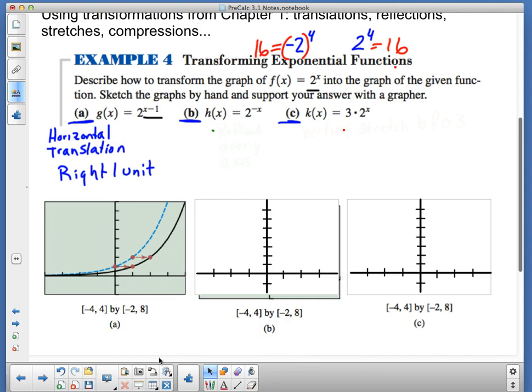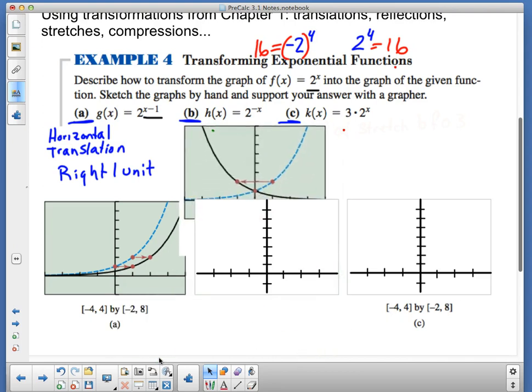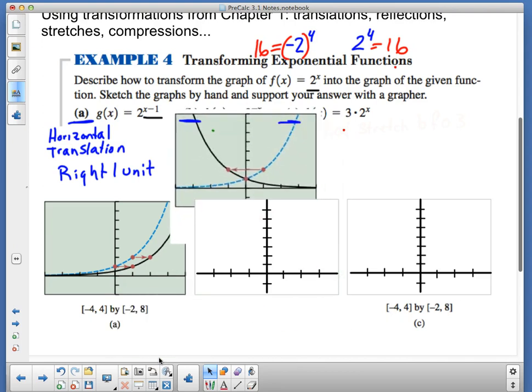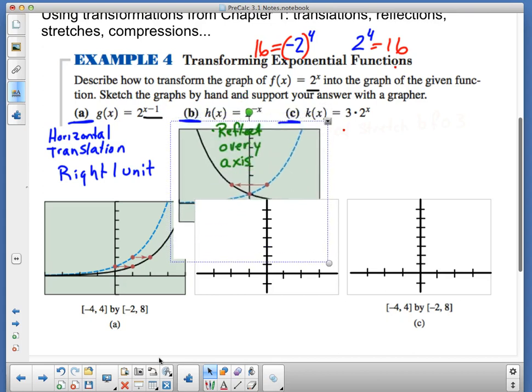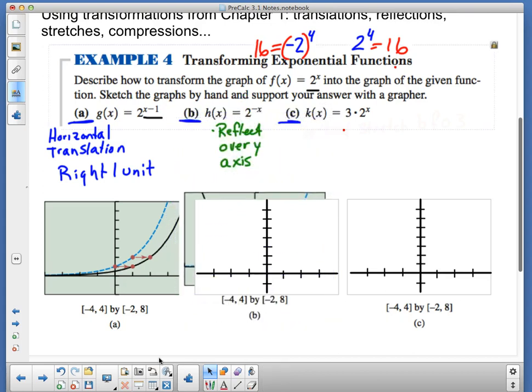Now, in this one, I've got a reflection across the y-axis. So it's going to reflect across the y-axis, and as we learned with reflections, if our nose is on a mirror, our reflection's nose is on the mirror. The idea of this reflection, it reflects across the y-axis, so it's the same distance away here. So we reflect over the y-axis when we have that negative inside the function.